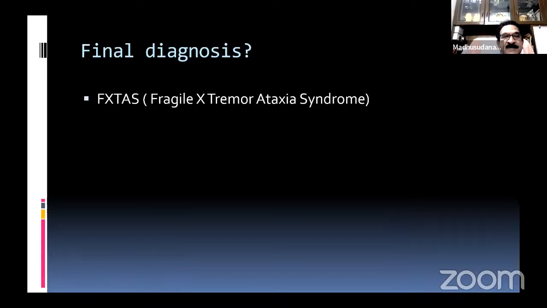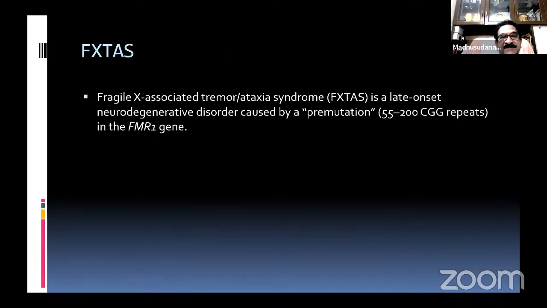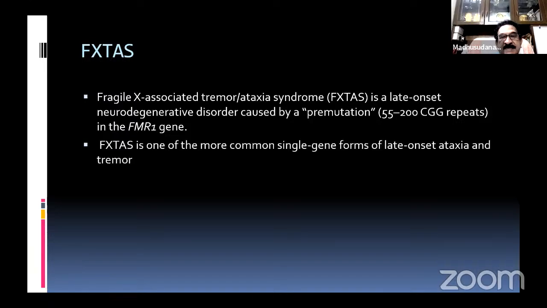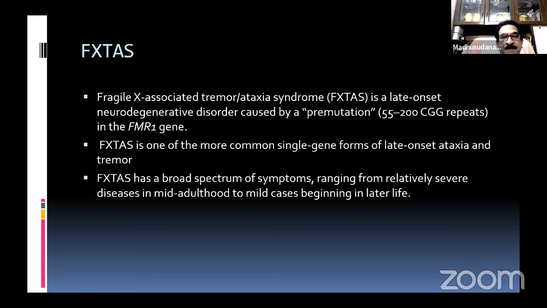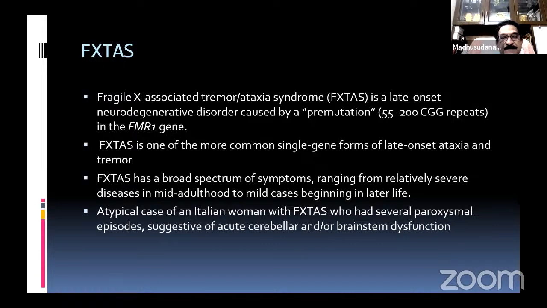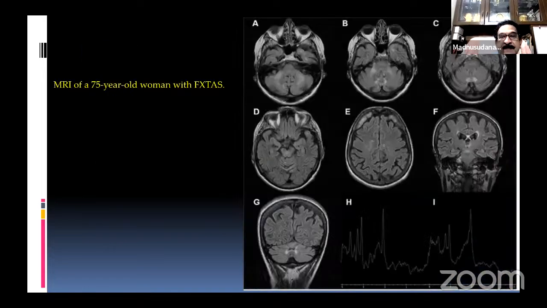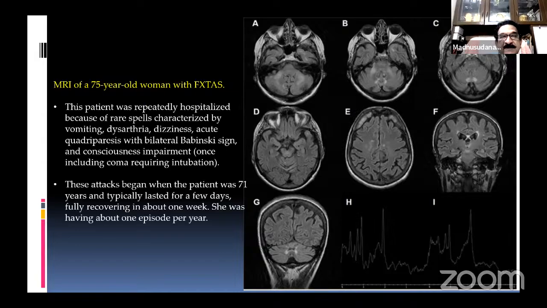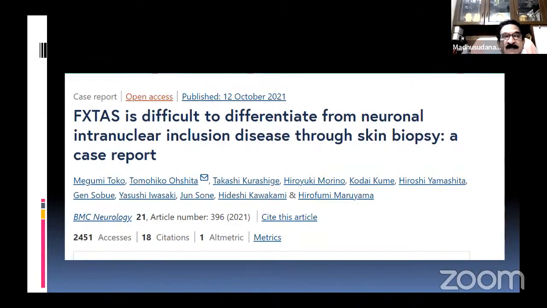Fragile X associated tremor ataxia syndrome is late onset. It is one of the most common single gene forms, with a broad spectrum of symptoms, ranging from relatively severe disease in mid-adulthood to mild cases late in life. A typical case is an Italian woman who had several paroxysmal episodes. So this particular Fragile X has paroxysmal episodes with acute cerebral dysfunction. Now this is an article: Fragile X is difficult to differentiate from NIAD through skin biopsy, because inclusions may or may not be present in both conditions.